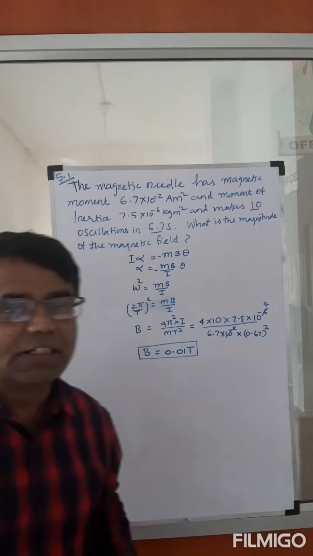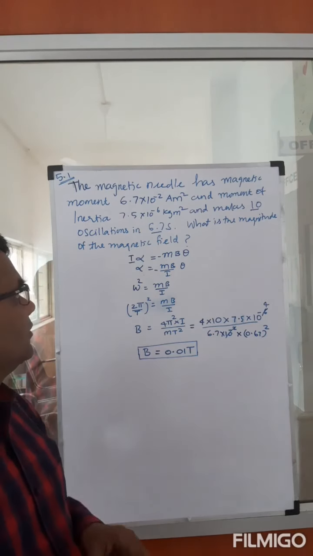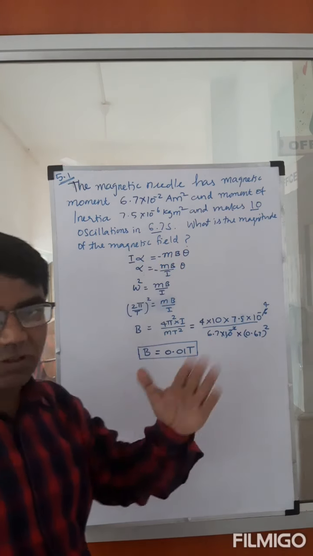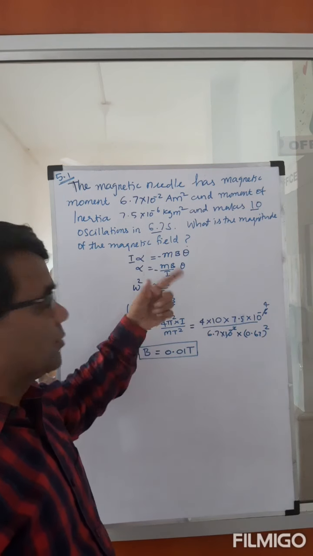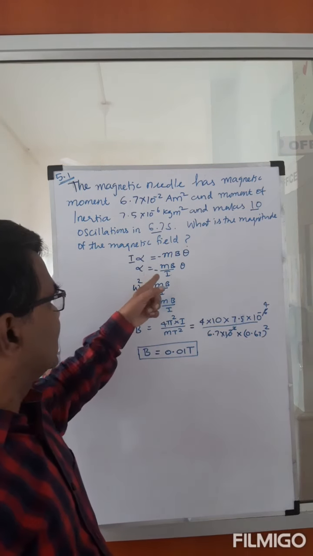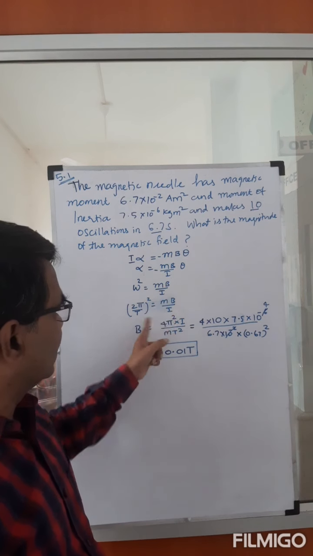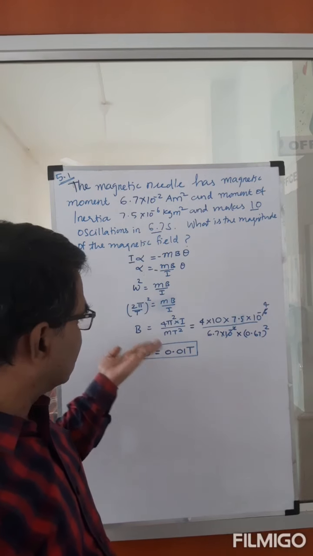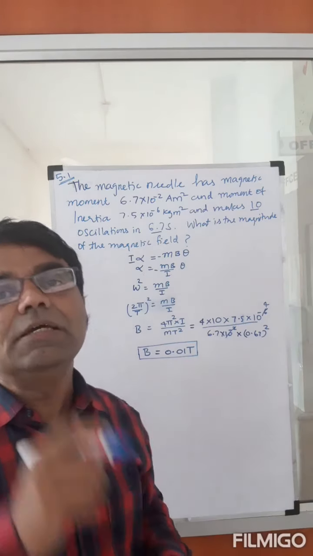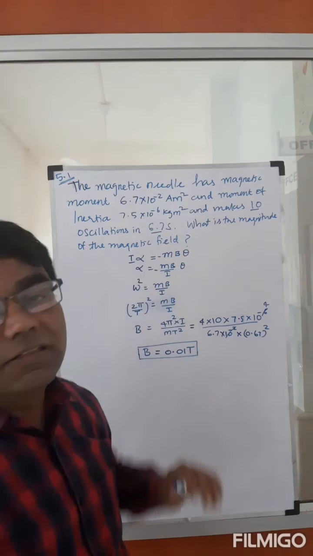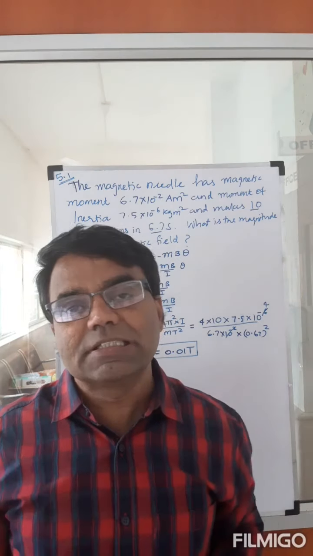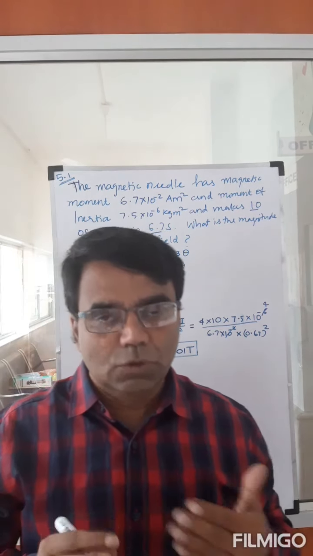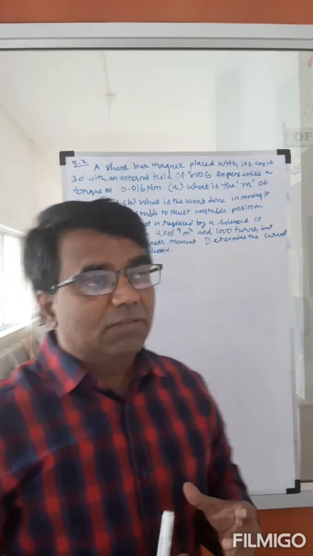So this is a very straightforward application of the formula. You know that I alpha is equal to minus m b theta for small angle oscillations. So alpha is equal to minus m b by I, so omega squared is this, and from this you can find b. All the quantities are given in the problem, so you find the external magnetic field. This is not the magnetic field of the magnetic needle. This is the external magnetic field in which this needle has been kept. So that you have to be clear about. Hope you understand this.